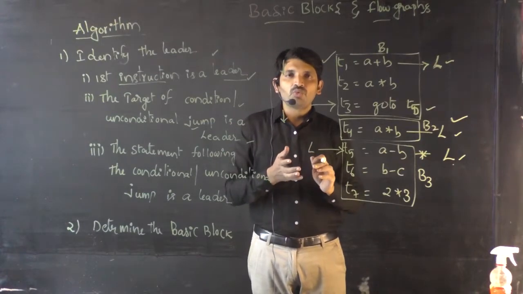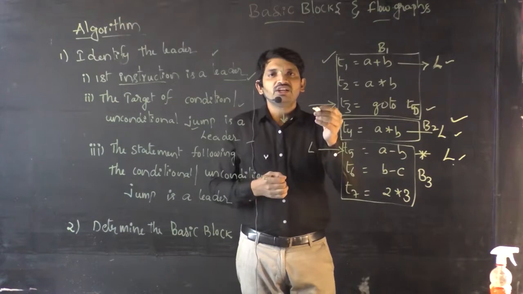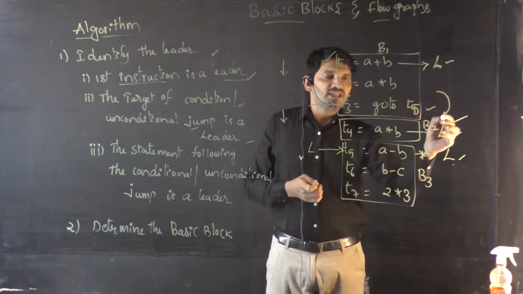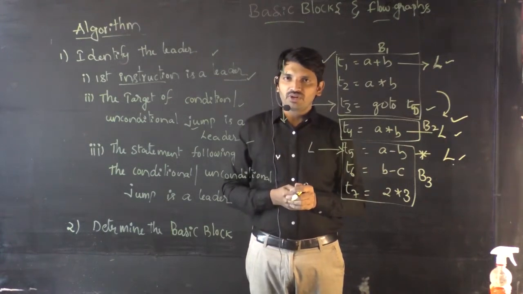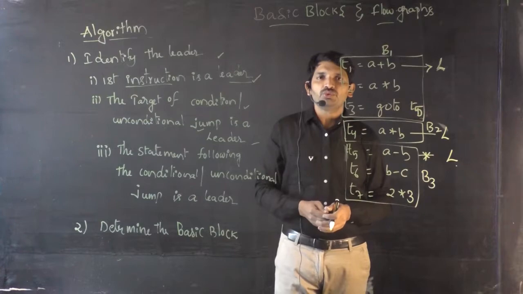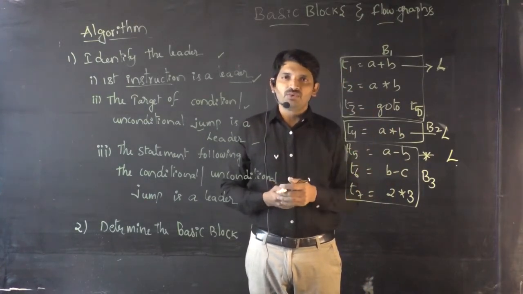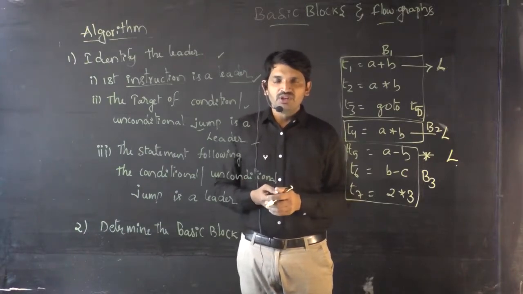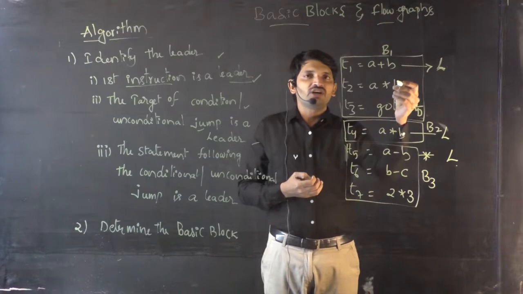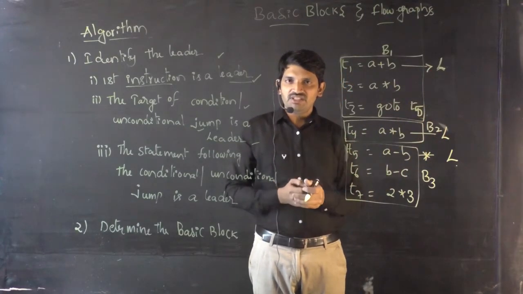Now the question, what is a flow graph? Okay, so it is a directed graph which denotes the flow of control between these basic blocks. After dividing the sample code into the basic blocks, now I want to construct the flow graph for it. So what is a flow graph? A flow graph is a directed graph which shows the flow of control between these basic blocks.